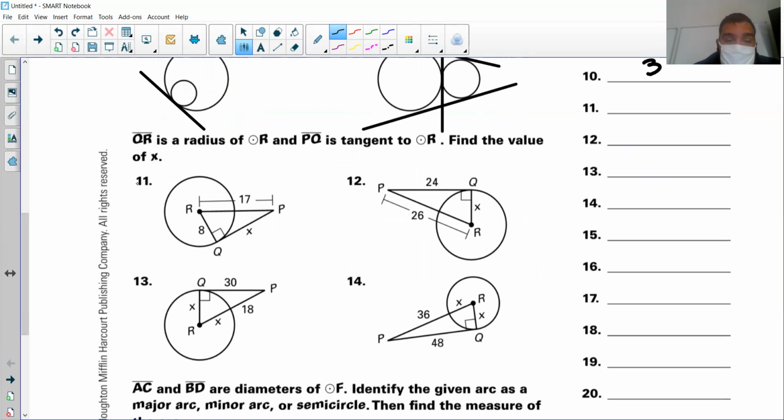Okay, for this one, 11 and 12. 11, this is a right triangle. What we know about the sides of a right triangle is that it follows this rule: a squared plus b squared equals c squared, the Pythagorean theorem. So the two legs will equal the hypotenuse. So 8 squared plus x squared equals 17 squared.